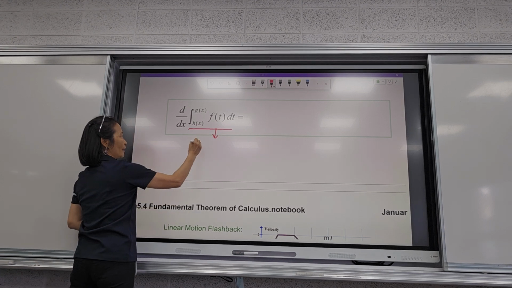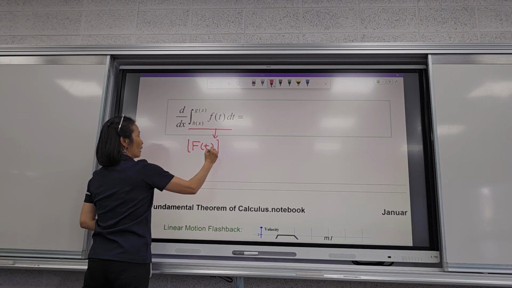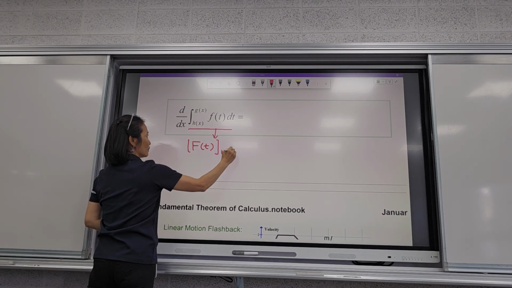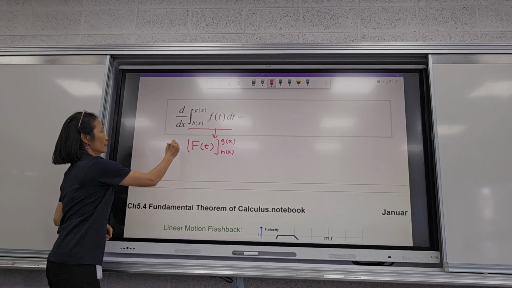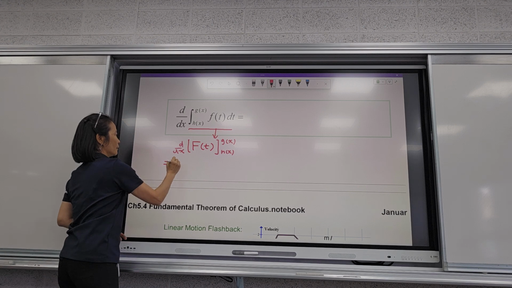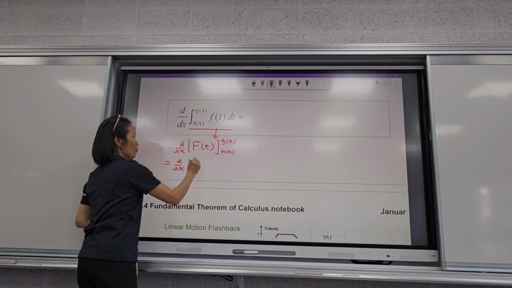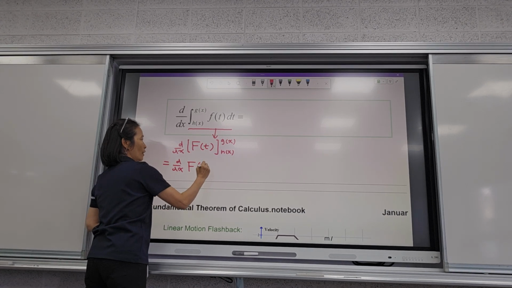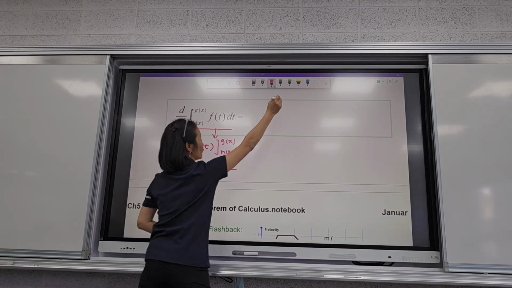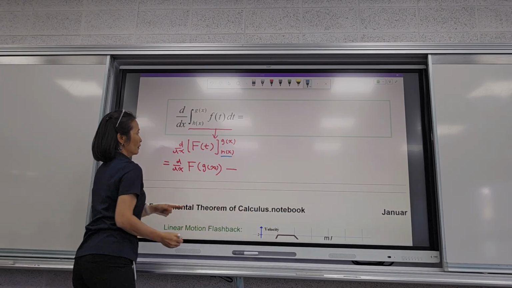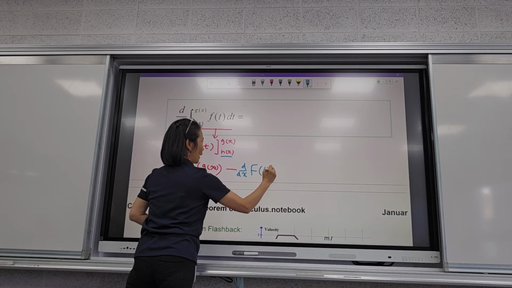Antiderivative of f of t is capital F of t. Lower limit, upper limit. Yes? Derivative of that. Substitute the upper limit. Differentiate f of g of x. Subtract. I'm going to use a different color. Differentiate f of h of x.